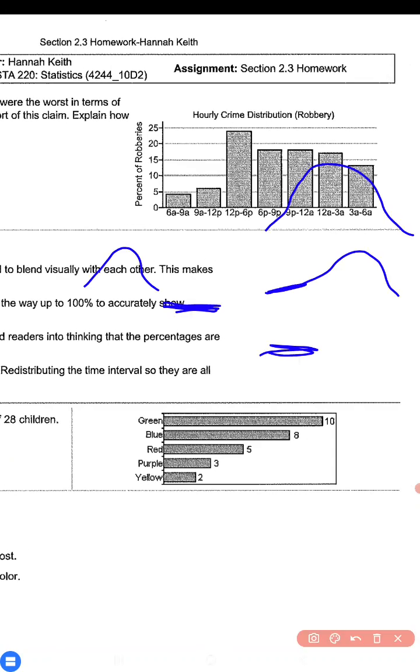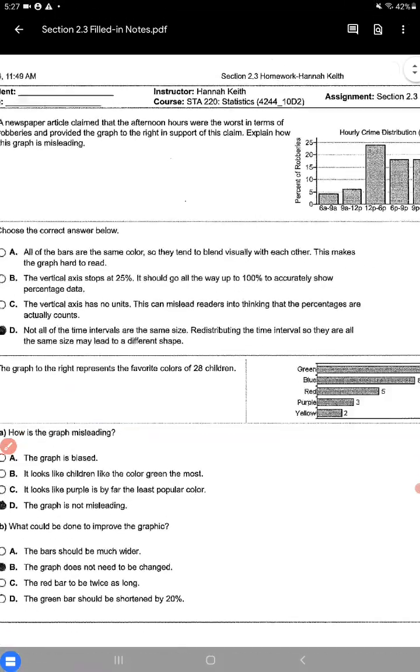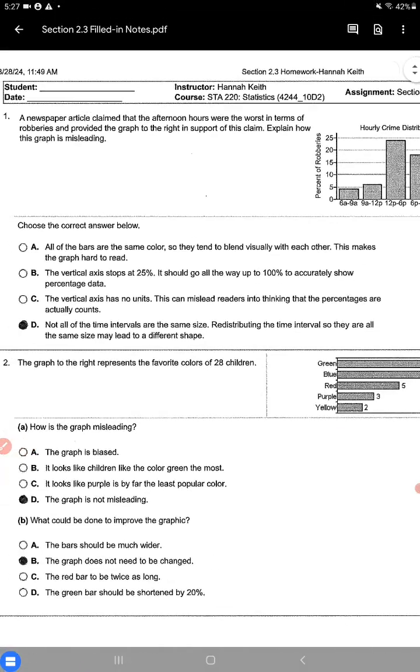Why is it misleading? Well, if I don't pay close attention, this first bar is only representing 3 hours, right? The second bar represents a time interval of 3 hours, but then when I jump to this bar right here, that bar represents a time interval of 6 hours. So of course there's going to be more crime during a 6-hour period than there is during a 3-hour period. So it's misleading. So on this multiple choice question, you'll see that I marked D. The reason it's misleading is that not all of the time intervals happen to be the same. Okay?